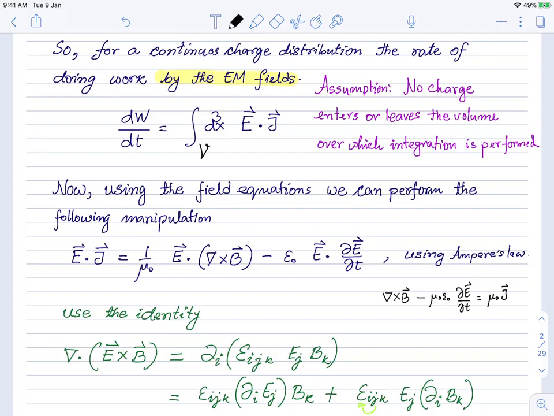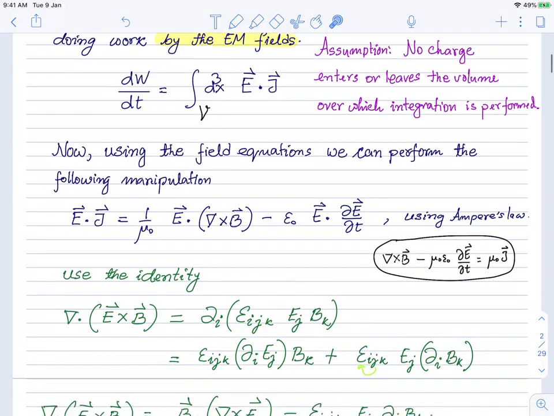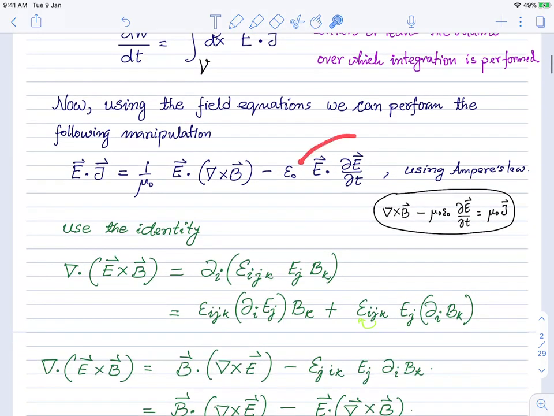So here you can just use this to solve for J and plug it in here. Once you do that, you get two terms corresponding to these two terms. The first term is E dot curl of B, and the second term is E dot del E del t. Now this term is quite simple, but let us try to reanalyze what this term is.